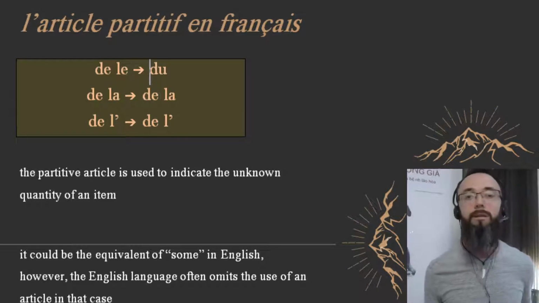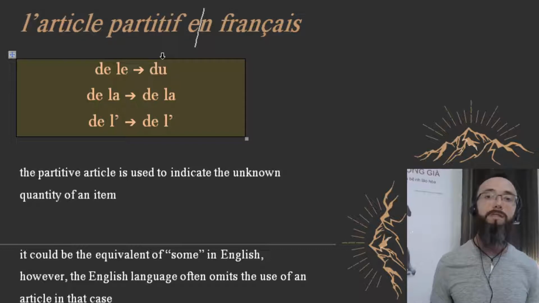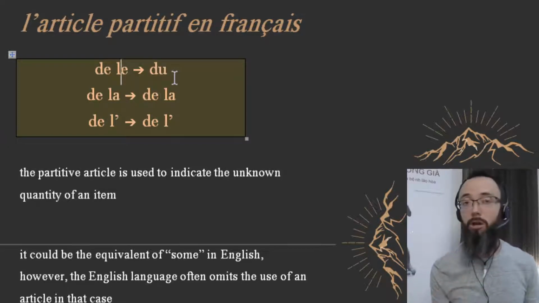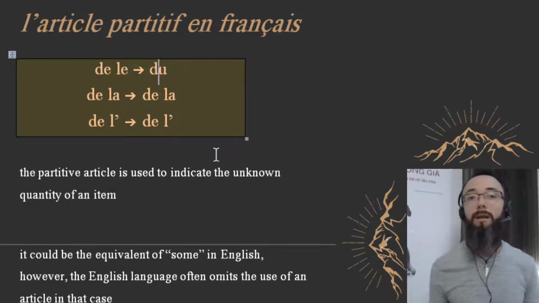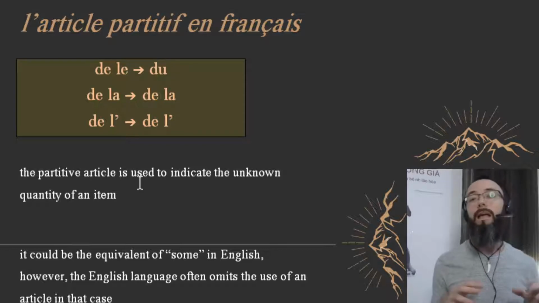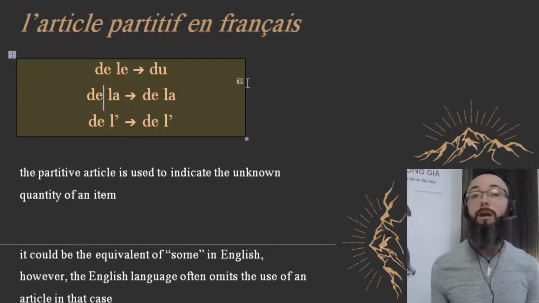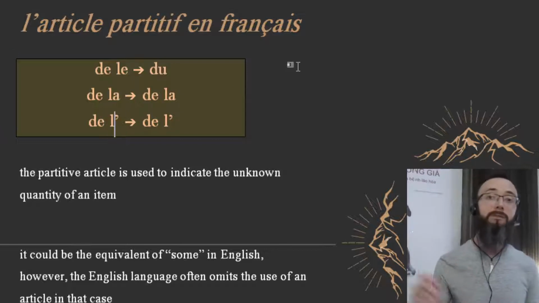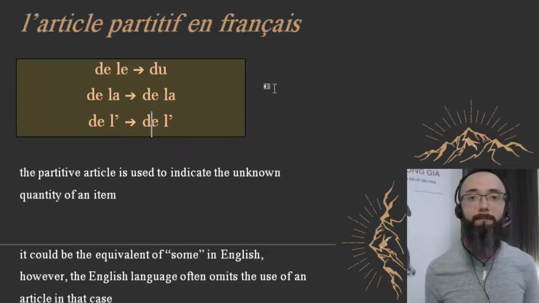As you can see on screen, we're talking about l'article partitif en français, the partitive article in French. You notice that de plus le becomes du when you have a word and you cannot quantify this word, right? And we'll get to the definition in a second, but de la remains de la, so no change there for feminine nouns. And de l' remains de l'.